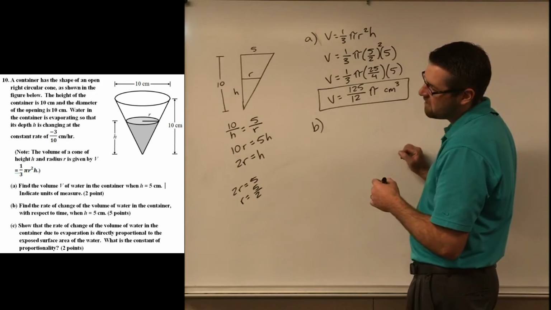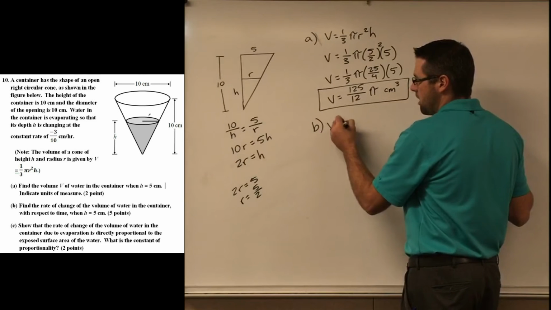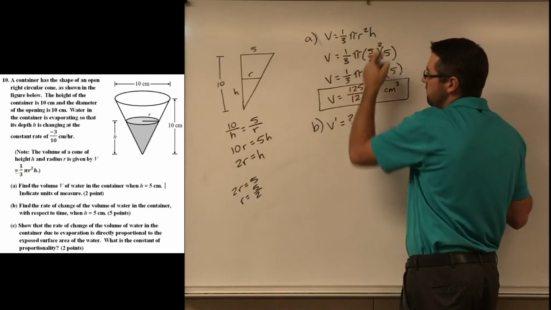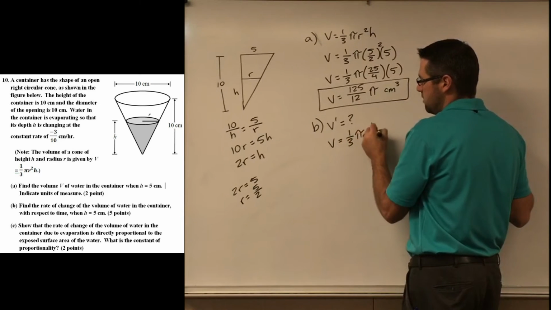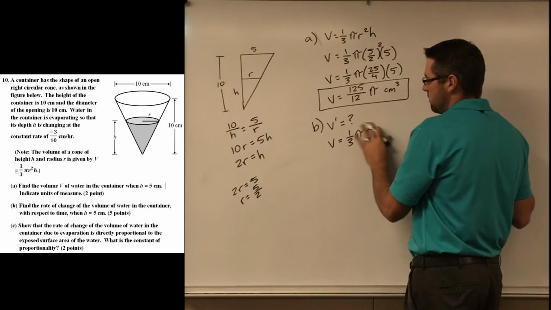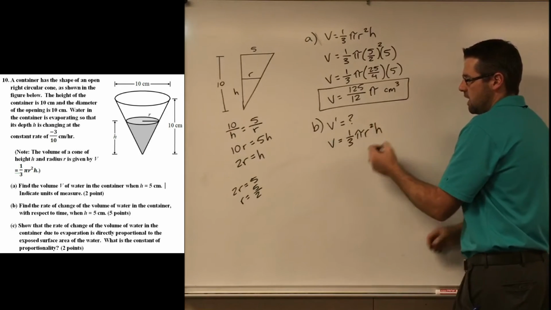All right. Part B, it says find the rate of change of the volume. So what are we looking for? We're looking for V prime. That's the question. Well, we're going to use the volume formula again, but we're going to take the derivative with respect to time. So R is a what? R is a function, and H is a function.